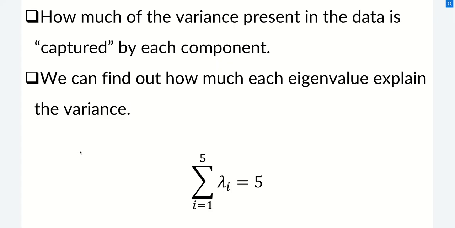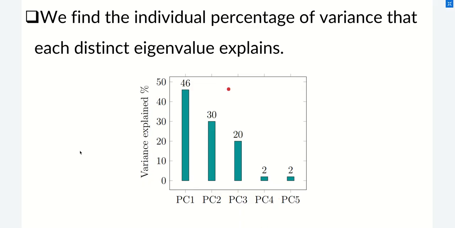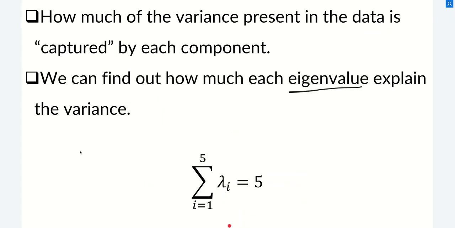Now, how do you know the variance that is present? If I say the variance, the hidden data or the hidden variables present, that, as I said, can be done by the eigenvalue. So we want to find out how much each eigenvalue explains the variance. The hidden data, how much each value is going to explain it. So how do you do that? How do you do the calculation?